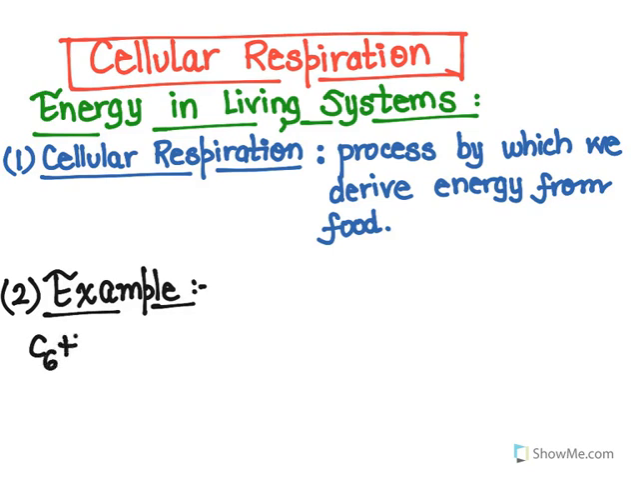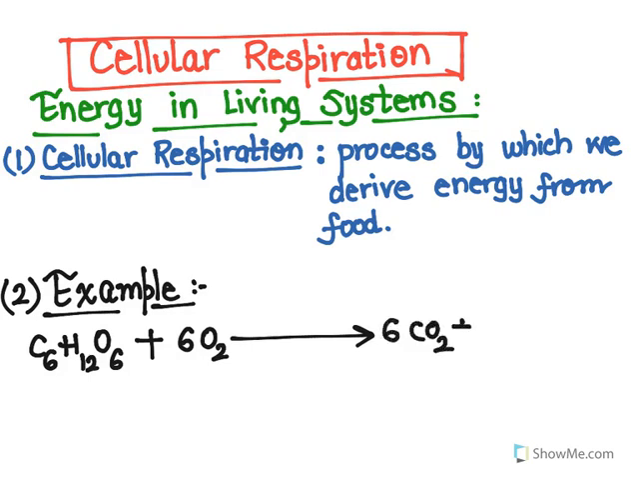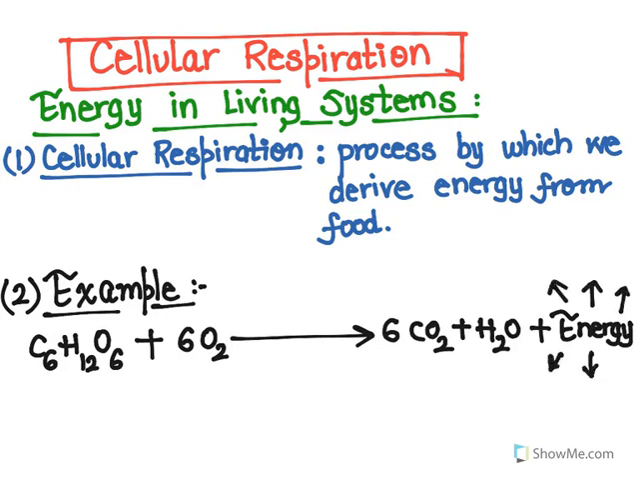So let us take C6H12O6. Remember, this is the formula for glucose. Plus, we'll have 6 oxygen. And they are combining to form carbon dioxide, water, and a lot of energy is released as a part of this process. All right, so just balance this equation.